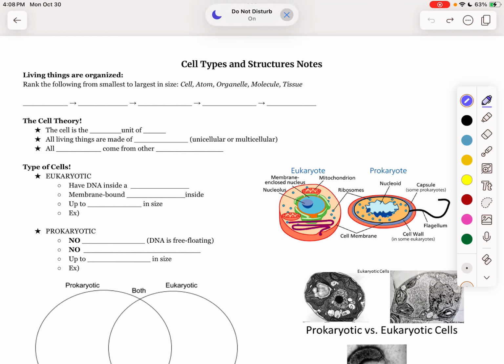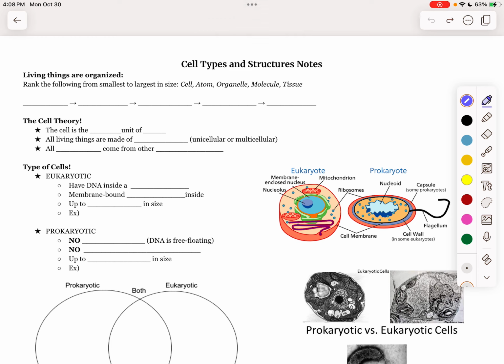Hi y'all, we're gonna introduce ourselves to cell types and structures. So if we look at the level of organization that we find on planet Earth, you would notice that the smallest substance on planet Earth is an atom. Atoms are organized into molecules. We defined what a molecule was earlier in our last unit in biochemistry.